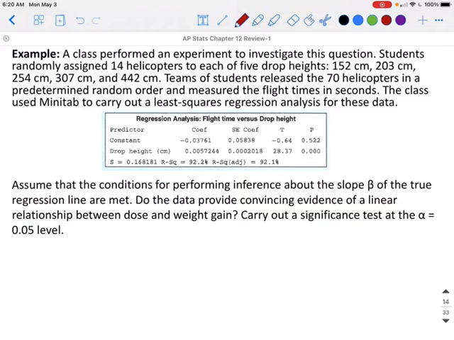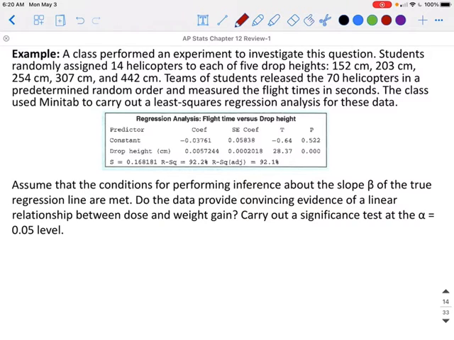Assume that the conditions for performing inference about the slope beta of the true regression line are met. Do the data provide convincing evidence of a linear relationship between dose and weight gain in the following problem? This one should be not dose and weight gain. It should be between drop height and flight time. And we're going to carry out a significance test at an alpha equals 0.05 significance level.